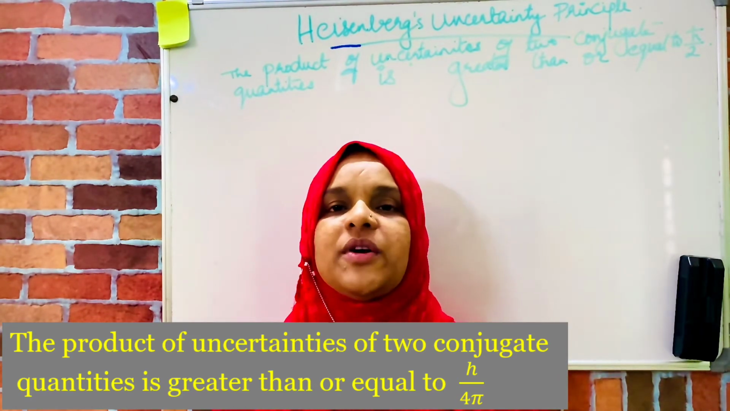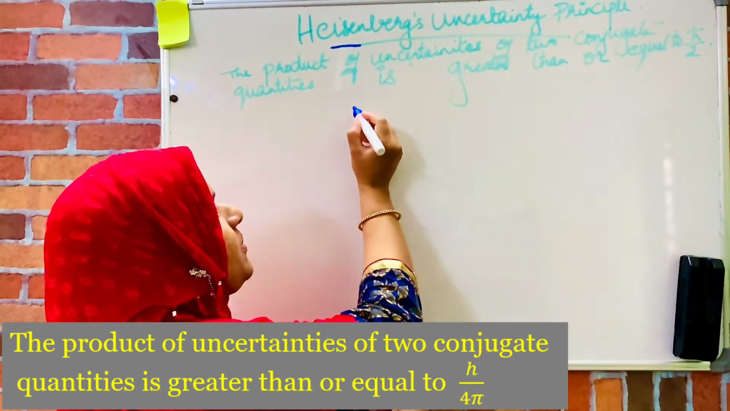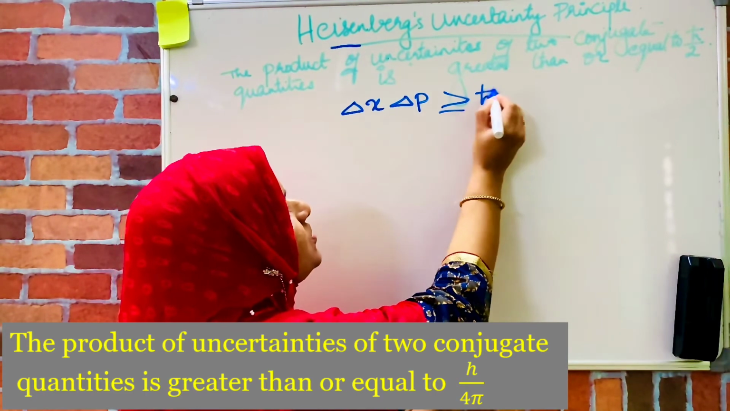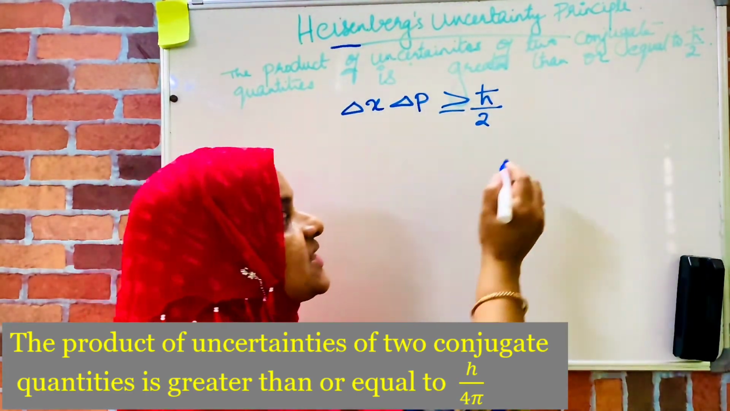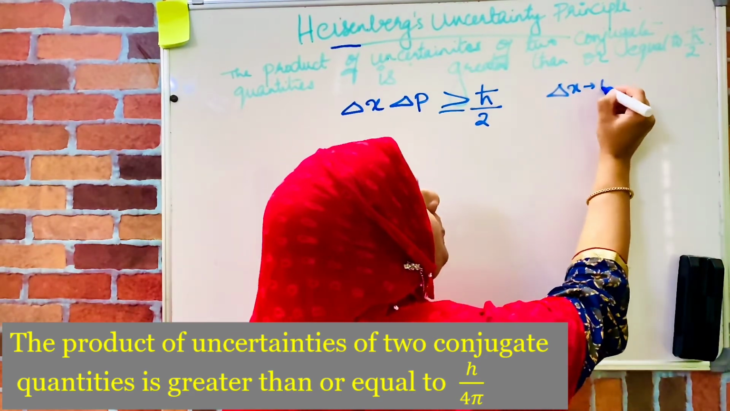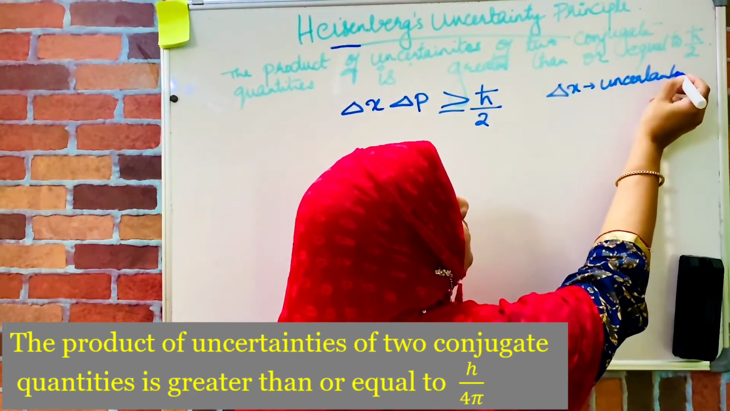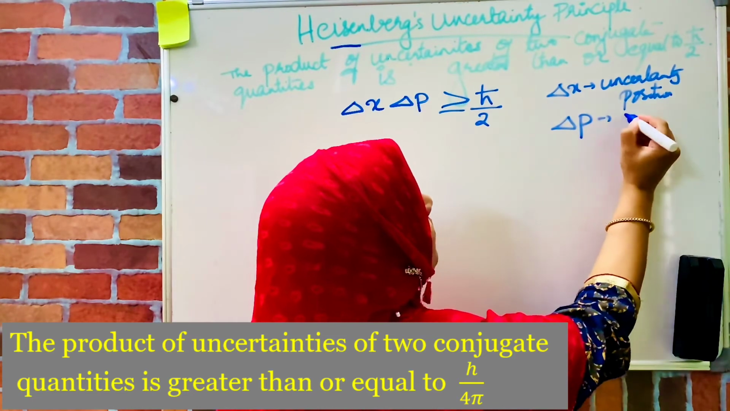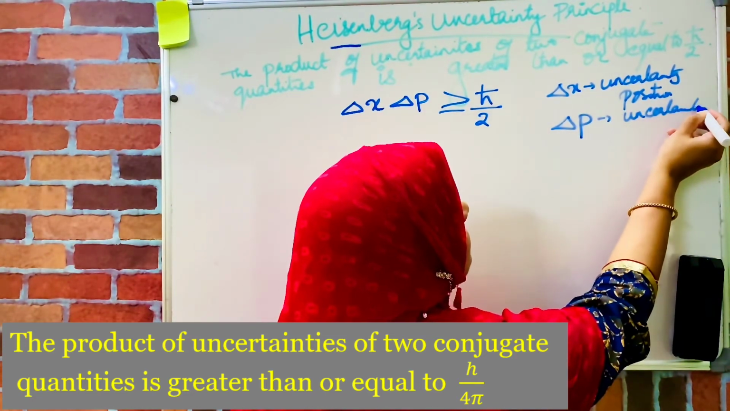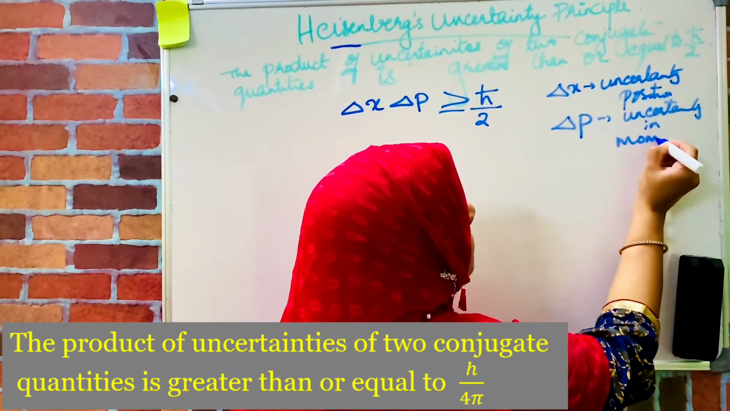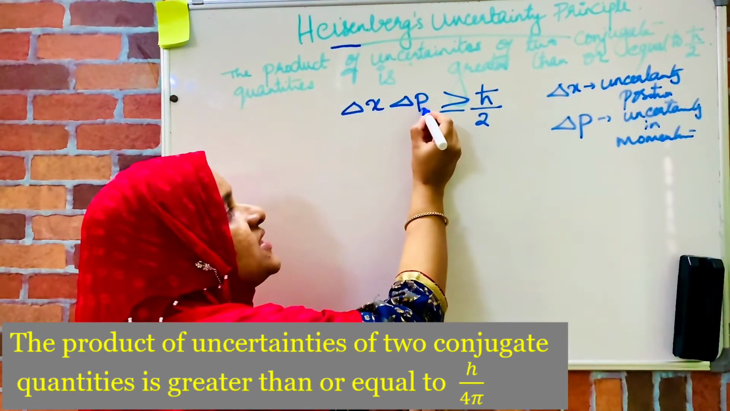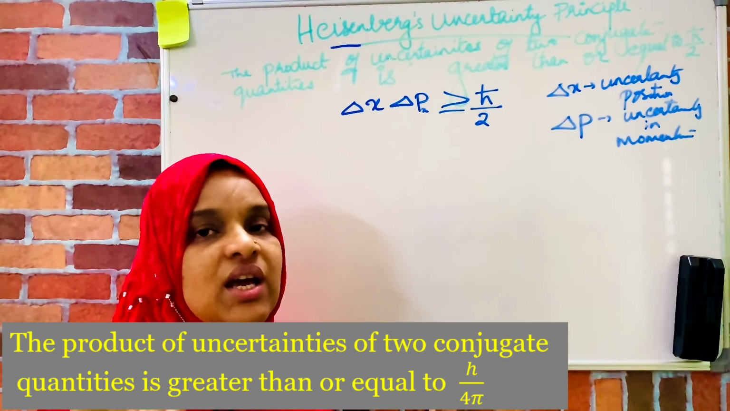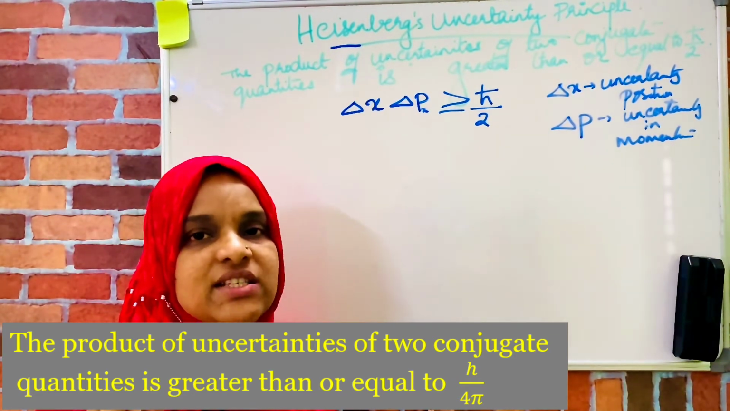The mathematical statement for the uncertainty principle, for position and momentum, is delta x, delta p greater than or equal to h cut by 2, where delta x is the uncertainty in position, and delta p is the uncertainty in momentum, or you can take this as px, where px is the x component of momentum. The momentum is a vector, and in 3 dimensions it can have 3 components: px, py and pz.